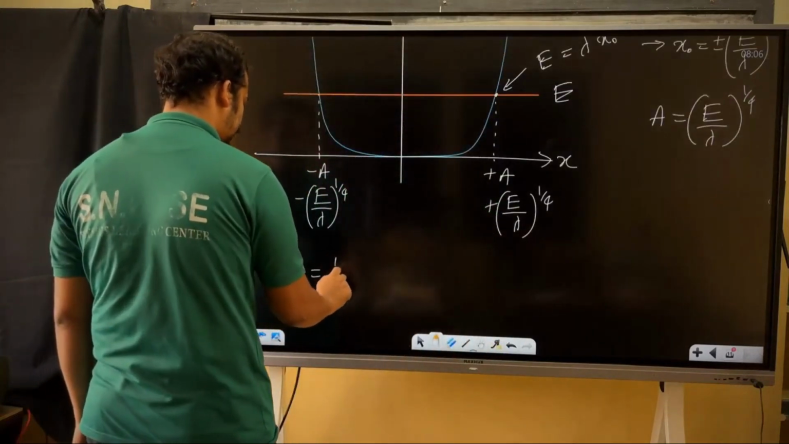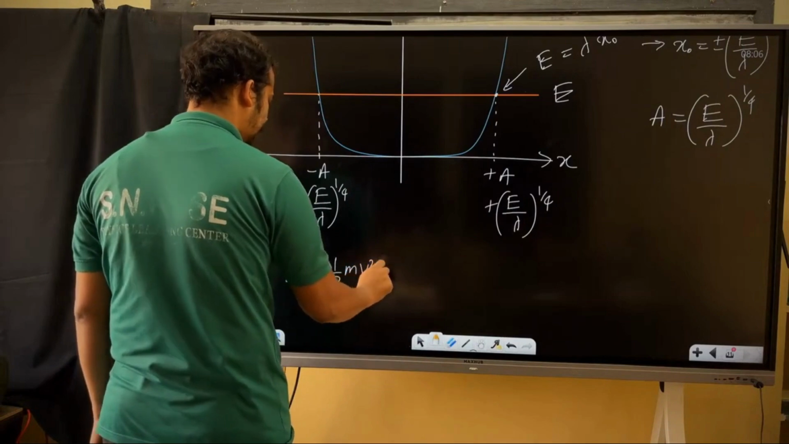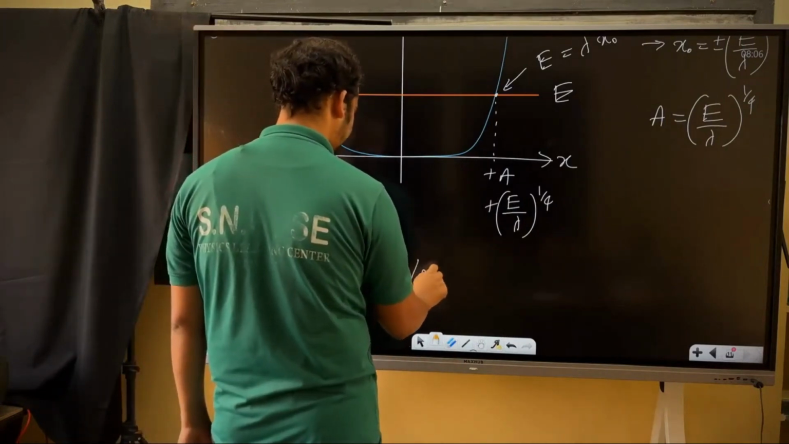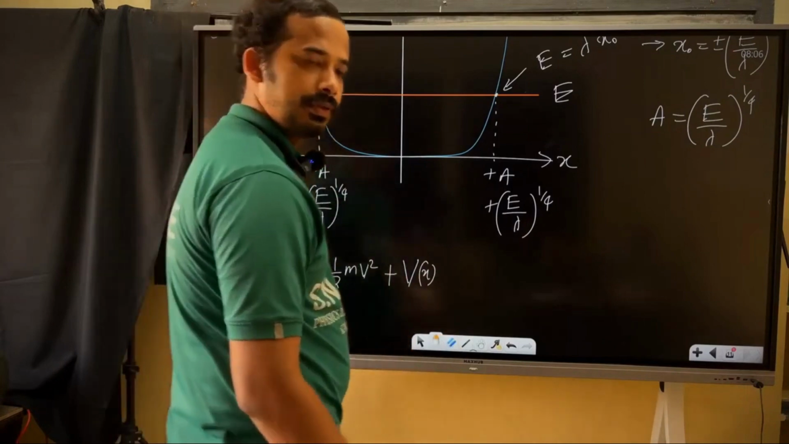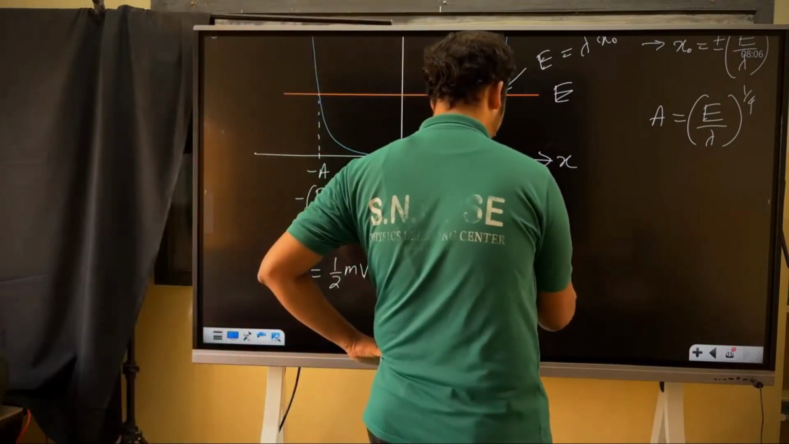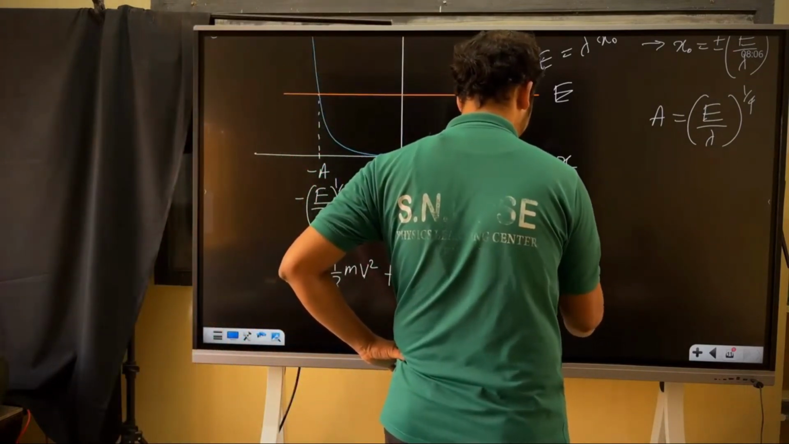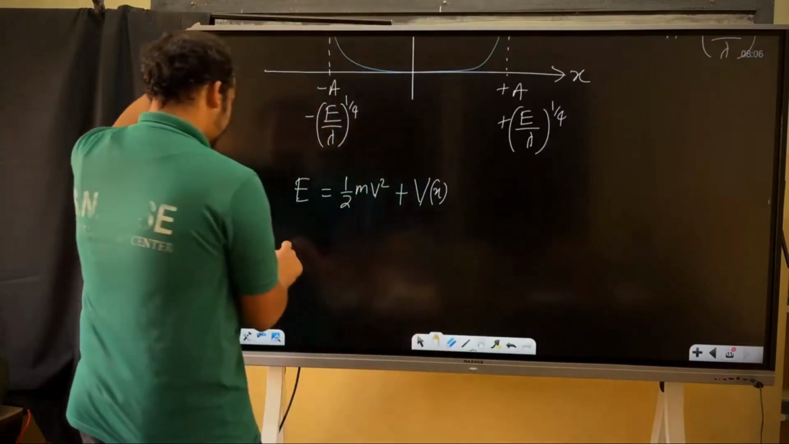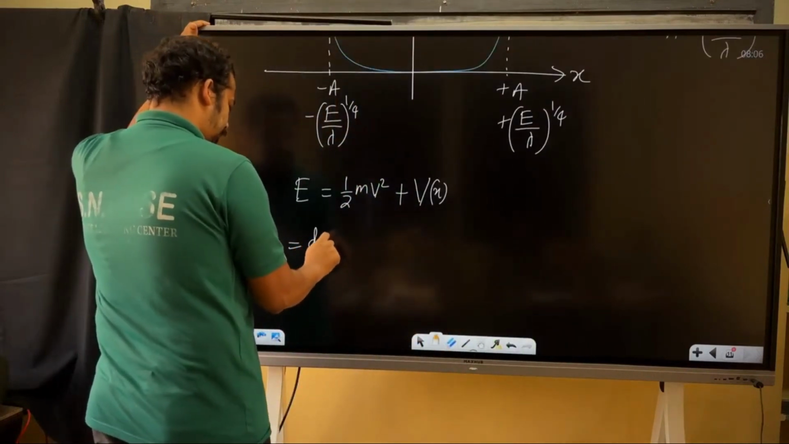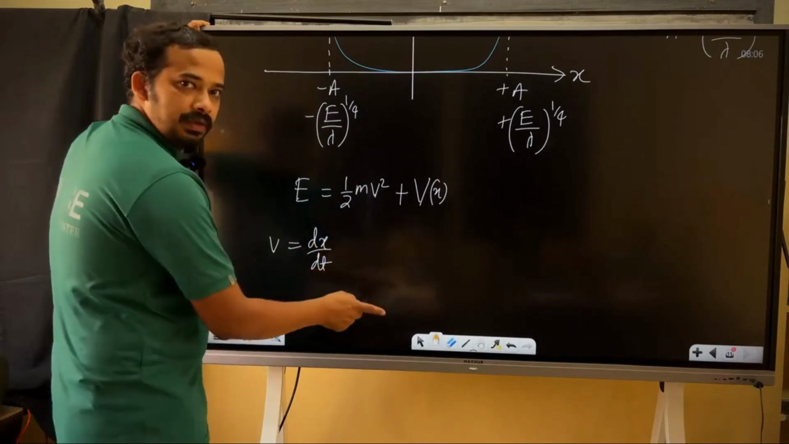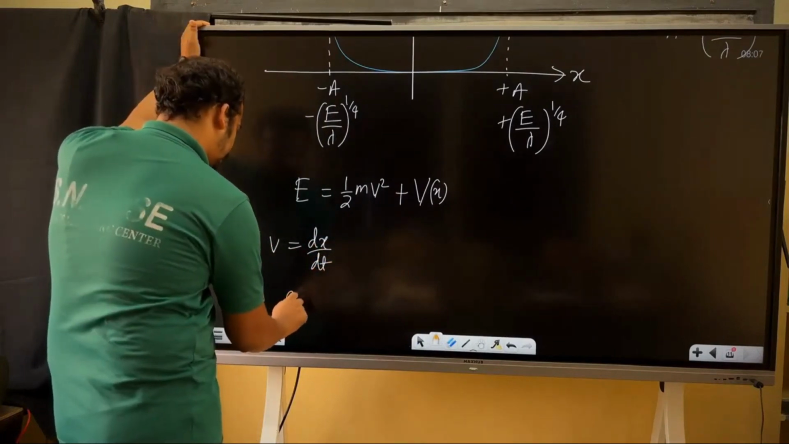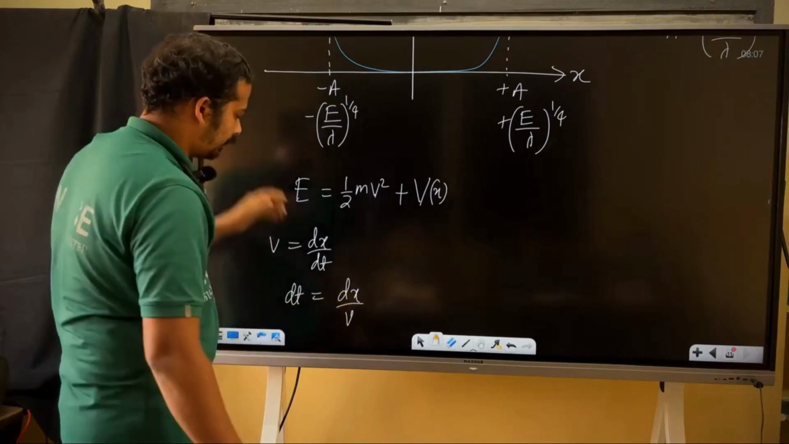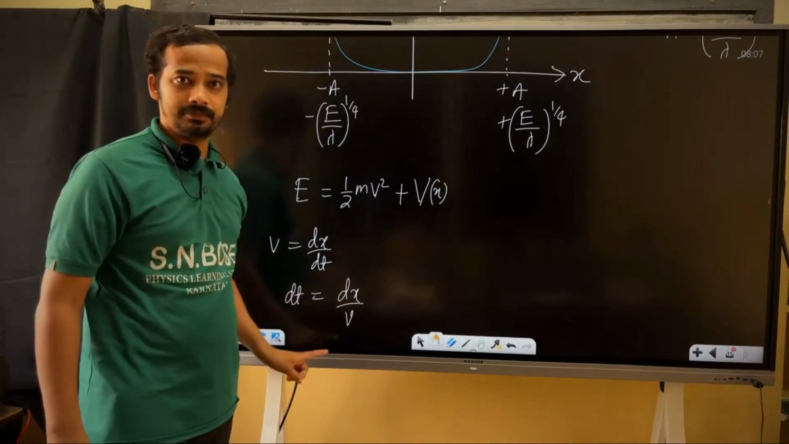Energy is constant. That's equal to half m v square plus V of x. What is this v? V is nothing but dx by dt. In this one, you separate the variable. You write dt is equal to dx by v. But this v, you write in terms of x here.